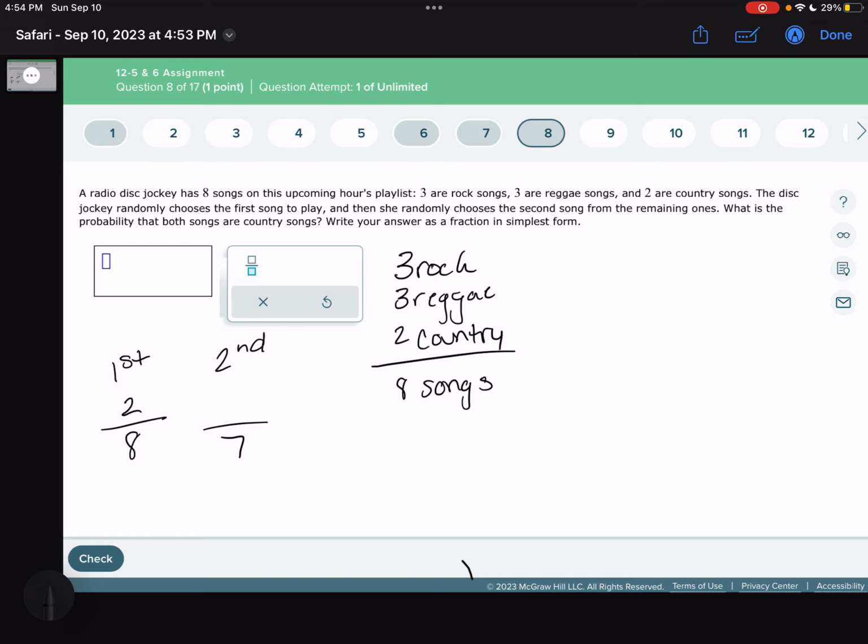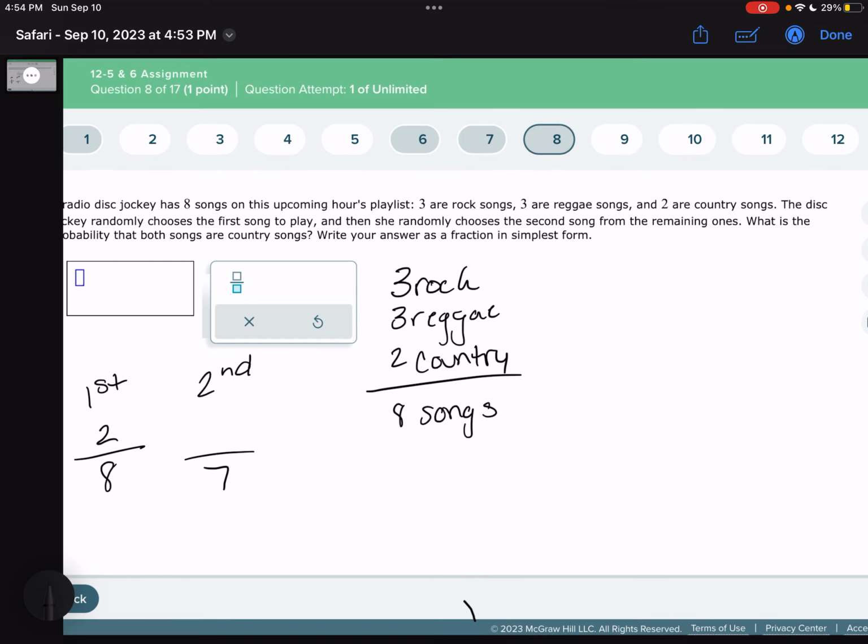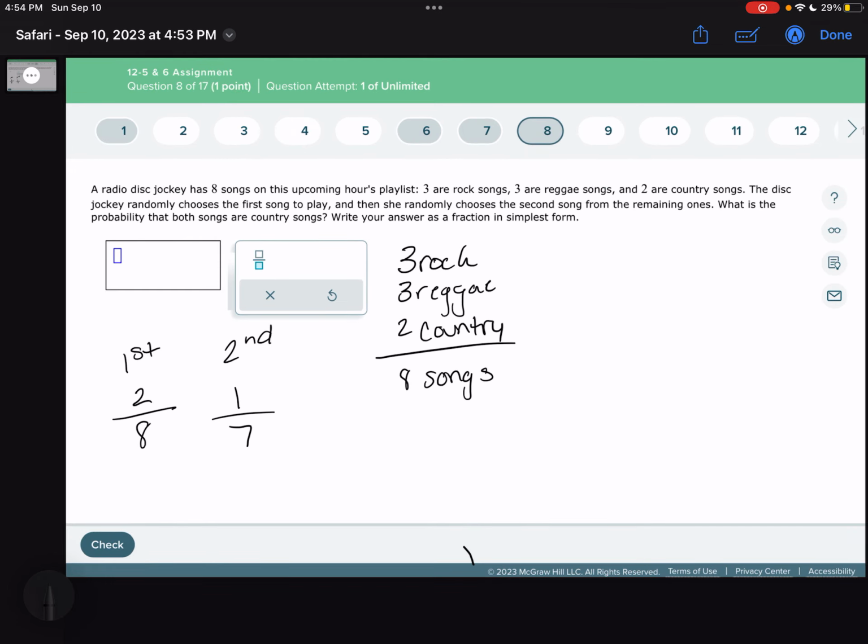We're going to assume the first one was country, which means that there are only 2 country songs left to pick from. So there's only one of the 2 left to pick from. So I'm going to multiply these together because I wanted both songs, meaning that I'm doing the first and the second song. Multiply those together, straight across. 2 times 1 is 2.